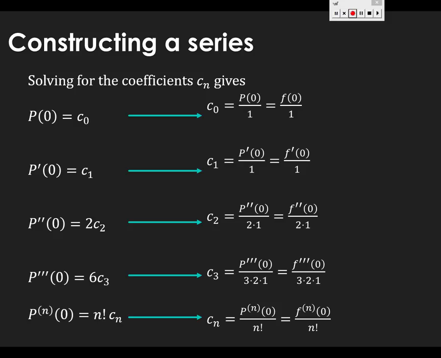Did I give you enough time to let it sink in? A lot of notation there. Is that okay? You're okay with all the different notation? 0 factorial is 1.